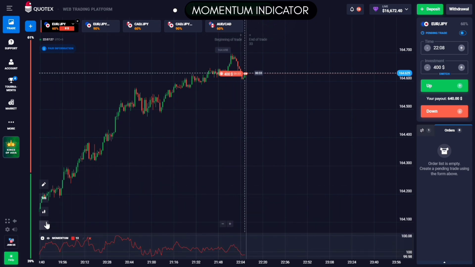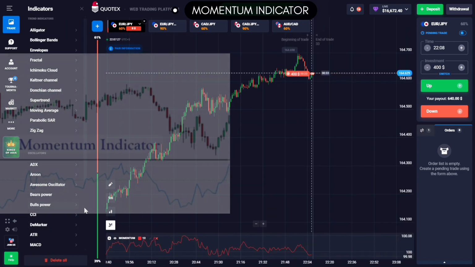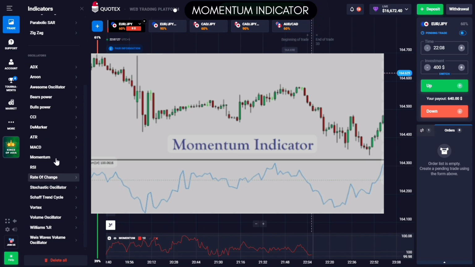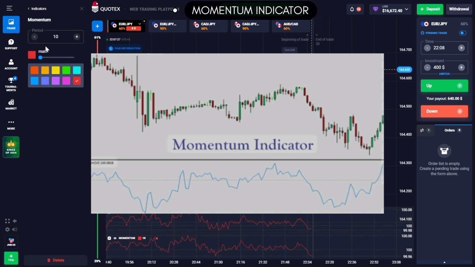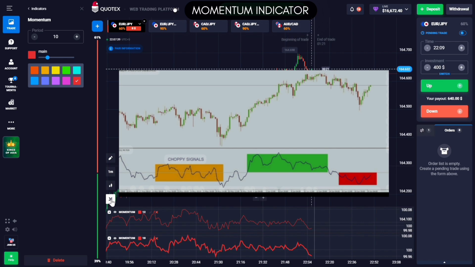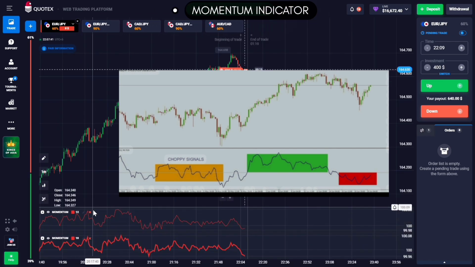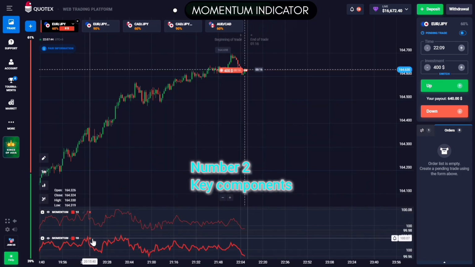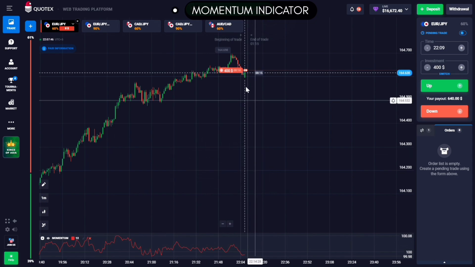The momentum indicator is a technical analysis tool used to measure the rate of change or speed of a financial asset's price movement. It helps traders identify trends, strength, and potential reversals in the market. Number 2. Key component signals to look for.